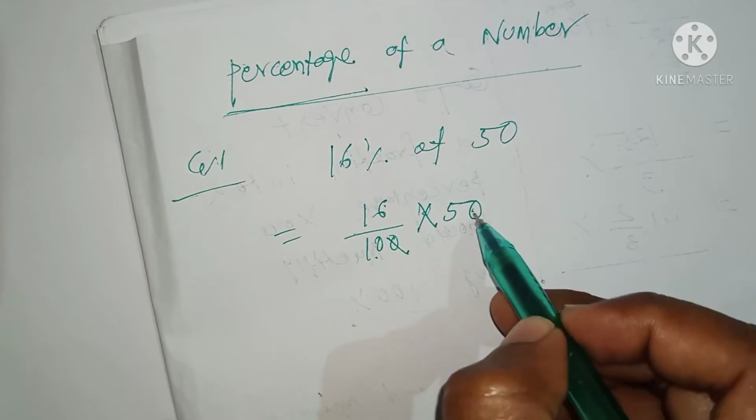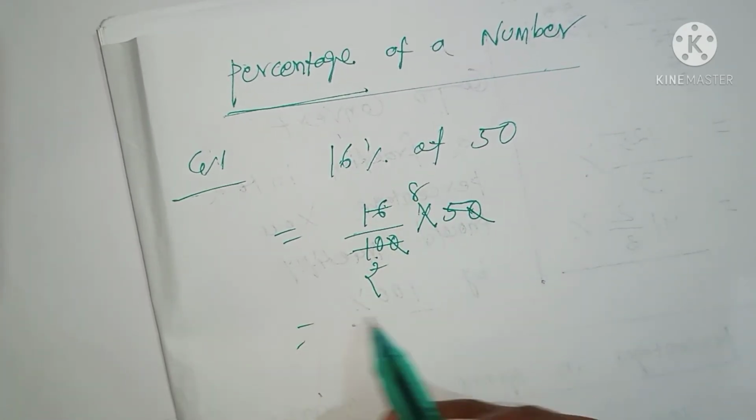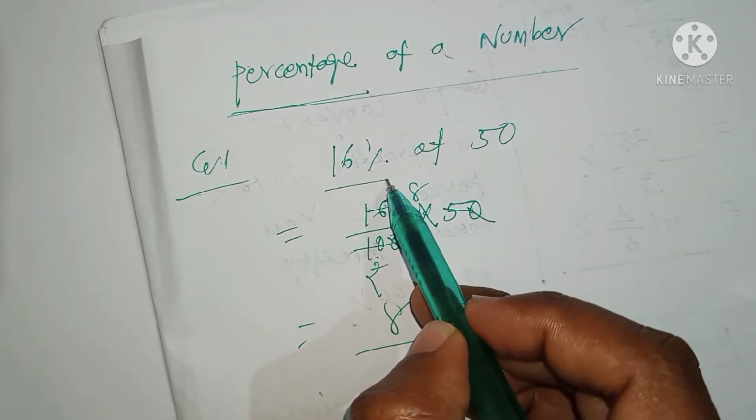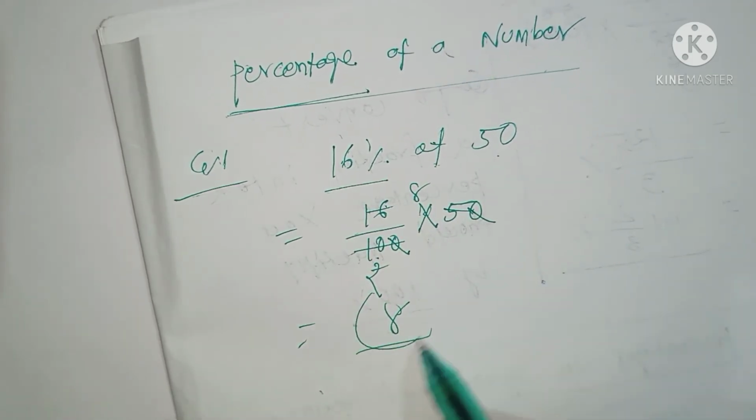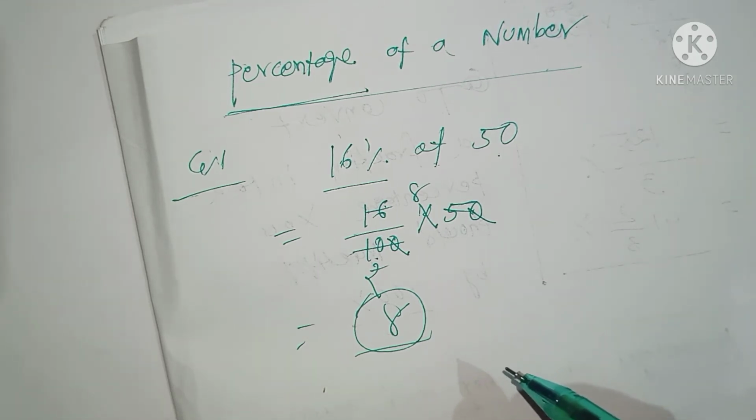Now we just cancel. How much is possible? 5 2s are 10, 2 8s are 16. So 8. It means 16% of 50 will be 8. Okay. Whatever percentage is given, you will multiply it by the required number, then you will get the result.